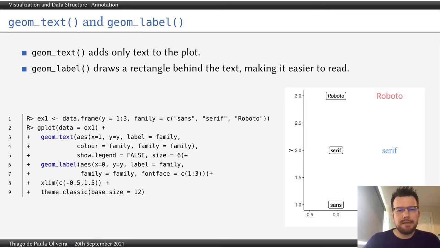Here we can clearly see the difference between geom_label and geom_text. geom_label draws a rectangle behind the text, and it's represented, as you can see here, on the left side of the plot.